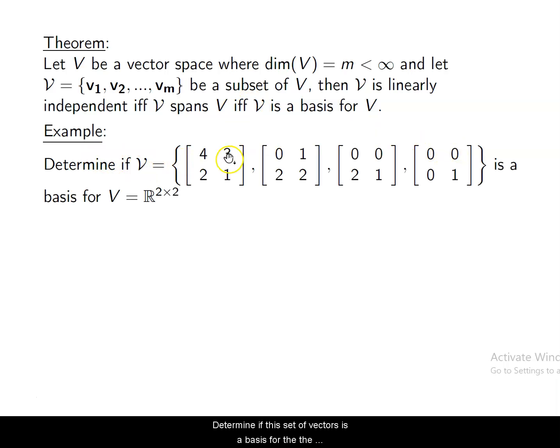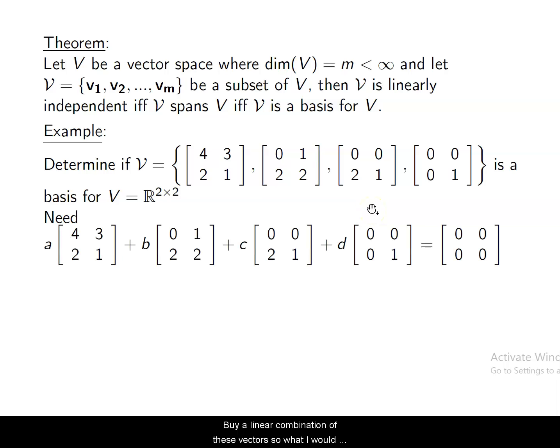Determine if this set of vectors is a basis for V, the vector space of R 2x2 matrices. My set of vectors are 2x2 matrices because my vector space is all 2x2 matrices with real entries. So I want to know if this is a basis. How do I know if it's a basis? I need to figure out if it's linearly independent, and I need to figure out if it spans the whole space, meaning can I create any vector in R 2x2 by a linear combination of these vectors.